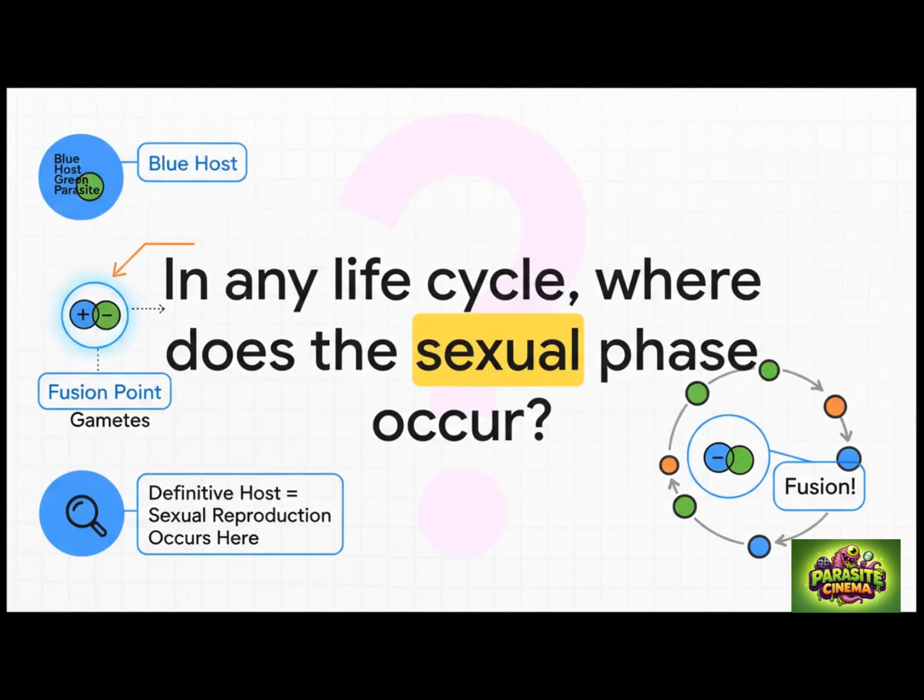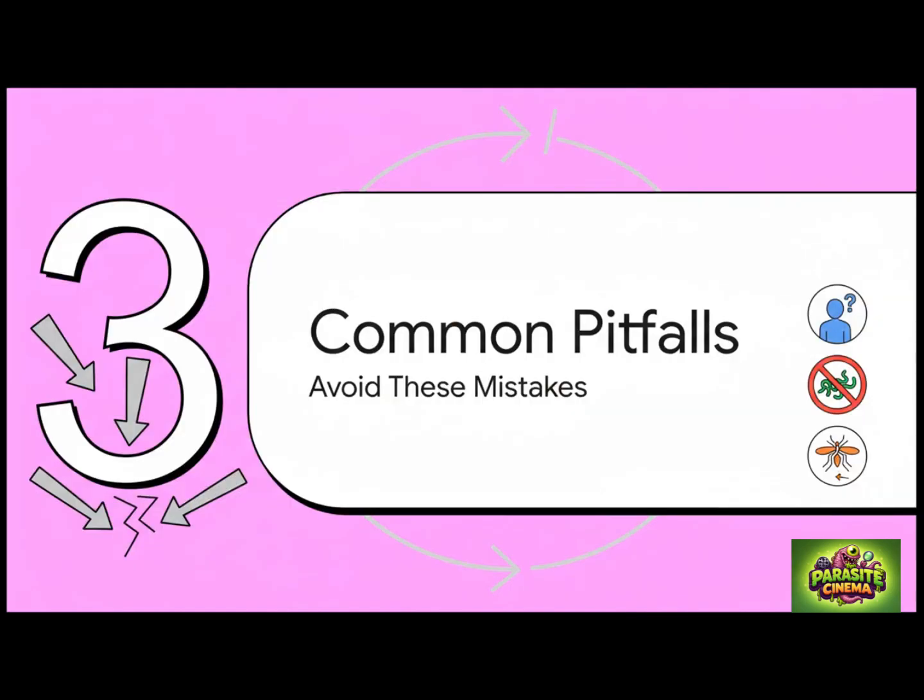So let's apply this right now. Don't worry about any of the names on this diagram. Just use the system. Step 1. Find the sex. You see right here where the gametes are fusing? That's it. That means that this organism right here is the definitive host. It really is that simple.